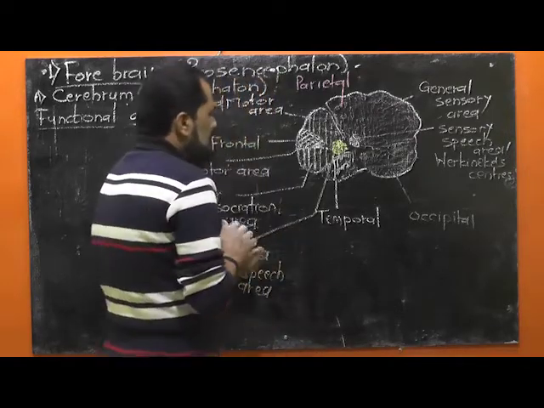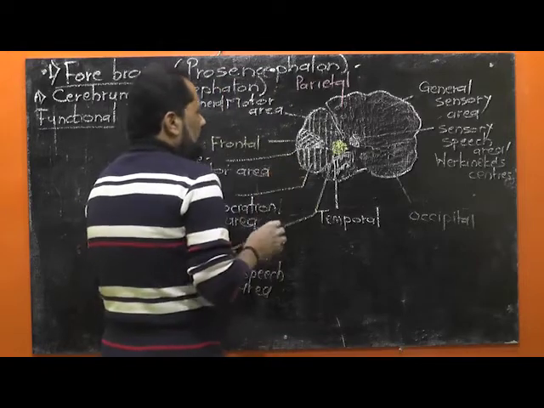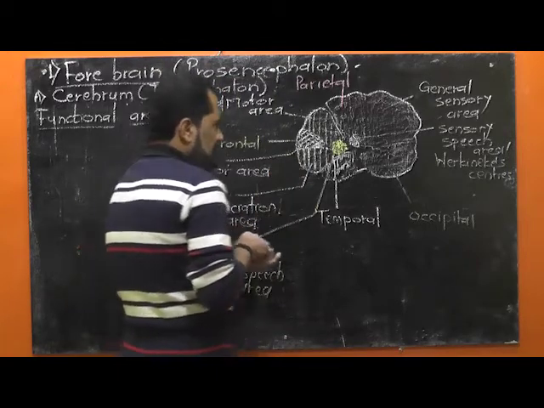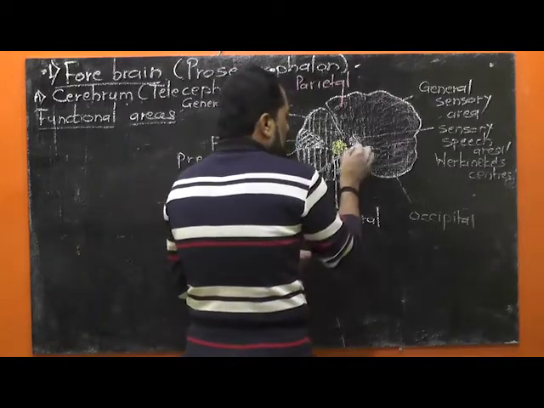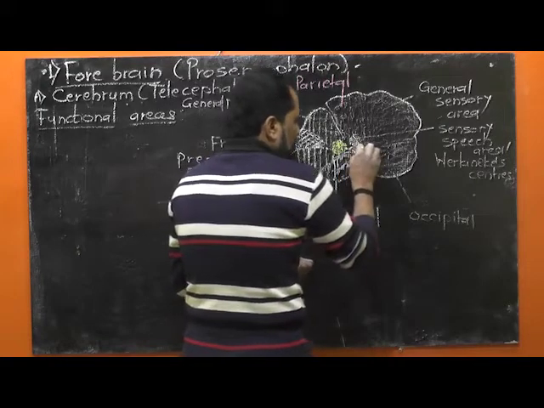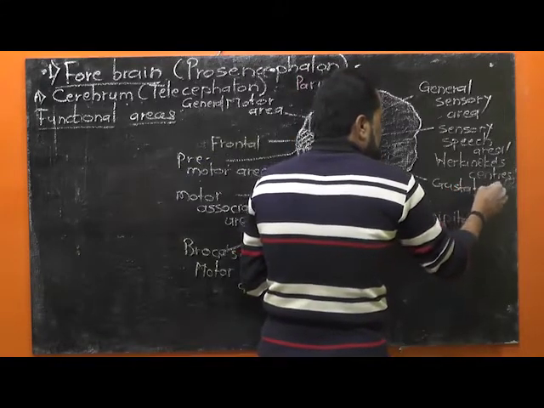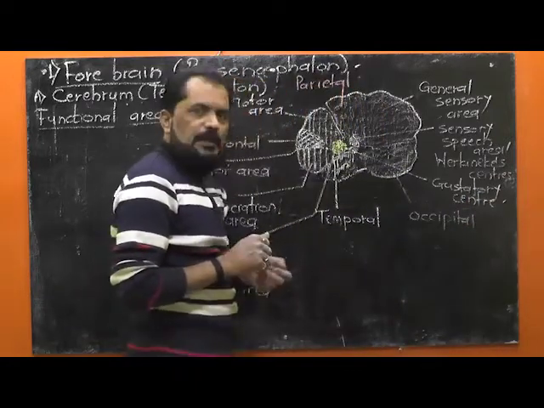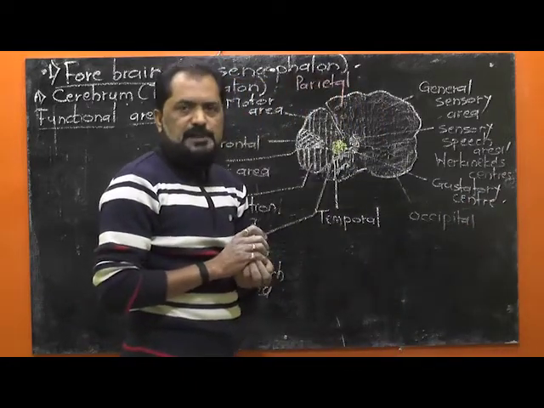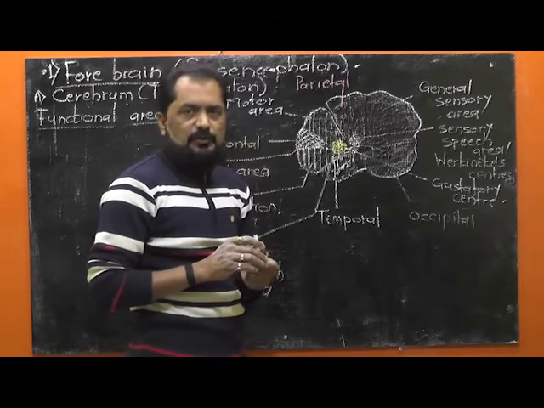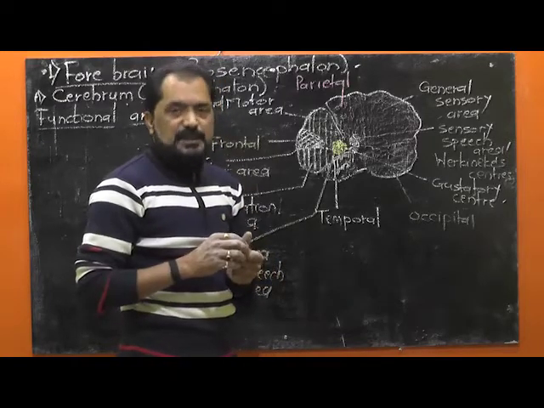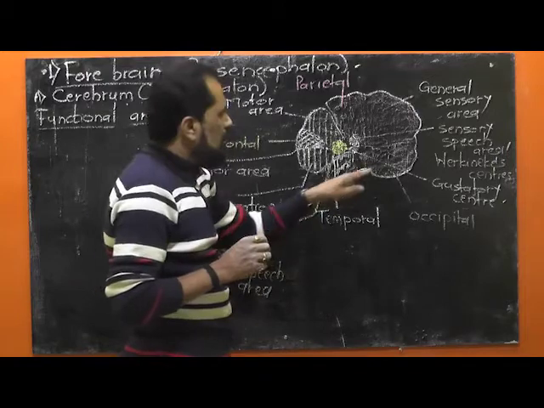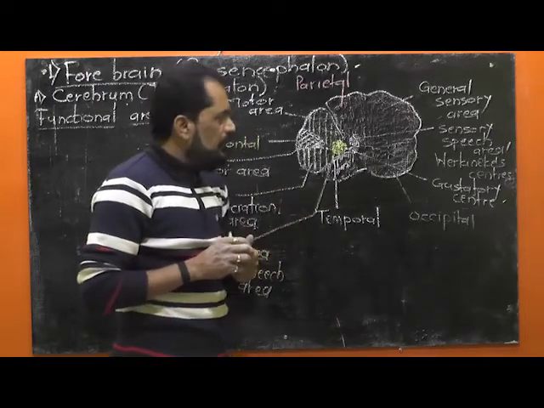Now just at the base of parietal lobe one more center is present, known as gustatory center. You know, gustation stands for the taste. It is responsible for the perception of sense of taste. Now come to the occipital lobe.